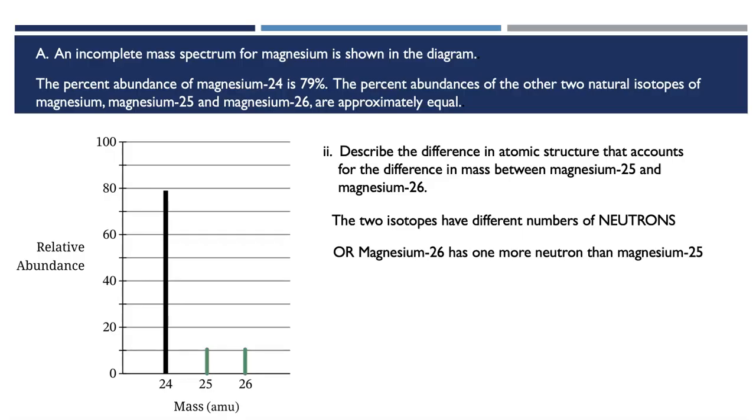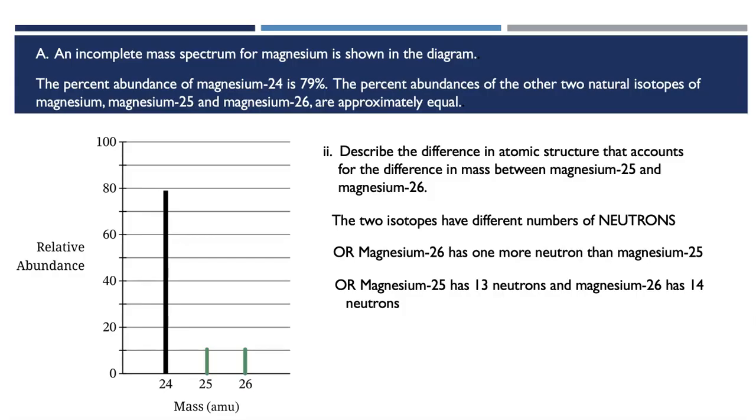There are a couple of ways you could have written alternative answers. You could have said magnesium-26 has one more neutron than magnesium-25. You could have said that magnesium-25 has 13 neutrons and magnesium-26 has 14 neutrons. Any of these would be okay.